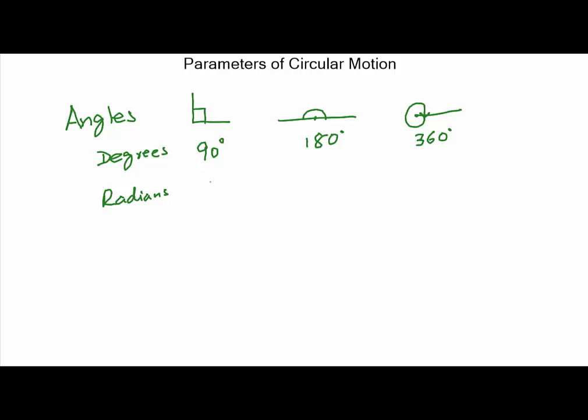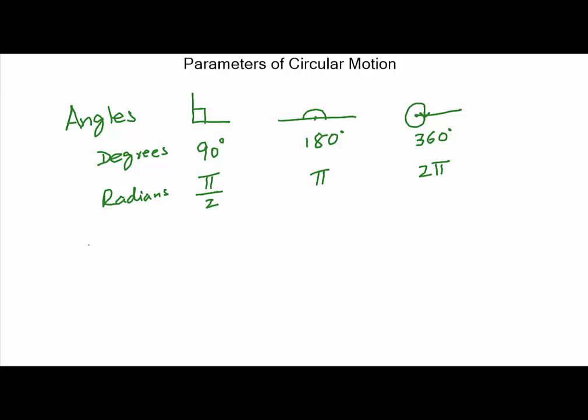And the corresponding values in radians are the 90-degree angle is simply pi over 2. This pi is the same pi that you know, the irrational number that's approximately 3.14. It's the circumference of a circle divided by its diameter. And so half of that pi is 90 degrees. Pi radians is 180 degrees. 2 pi radians is 360 degrees.